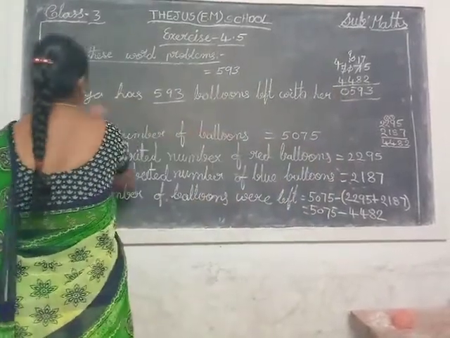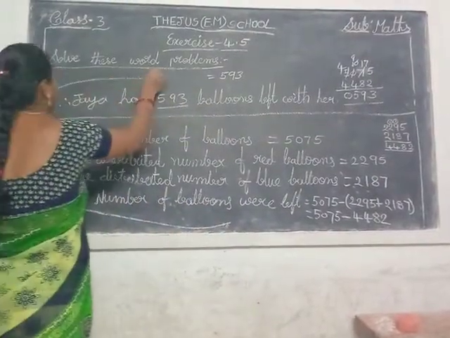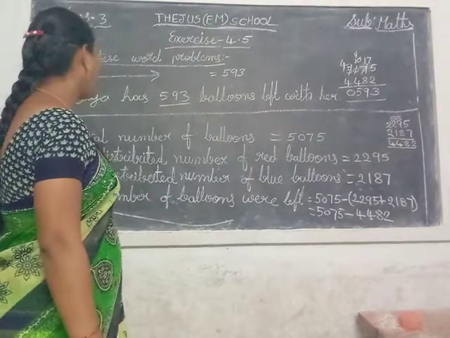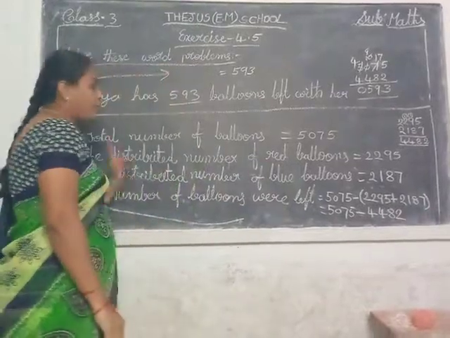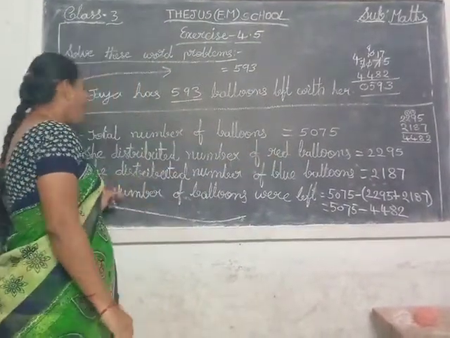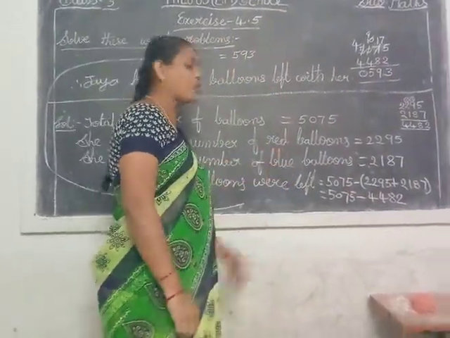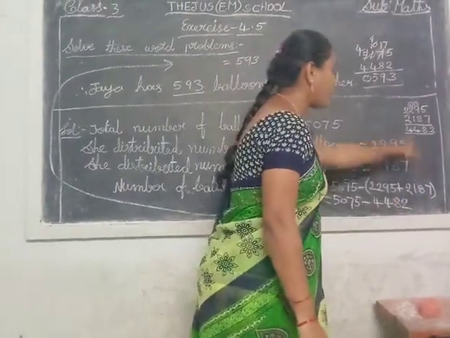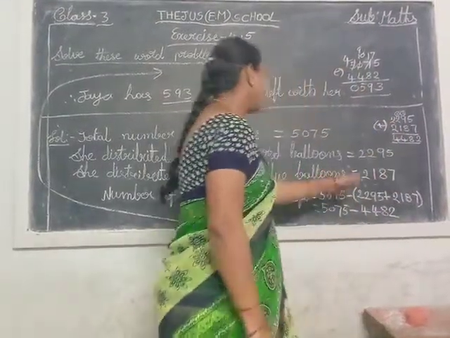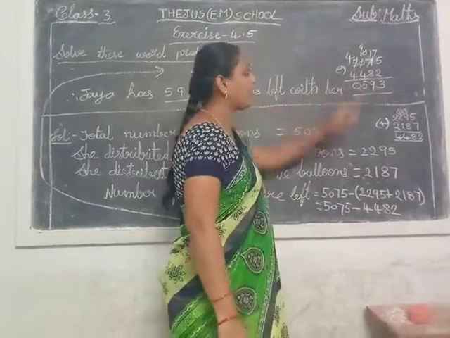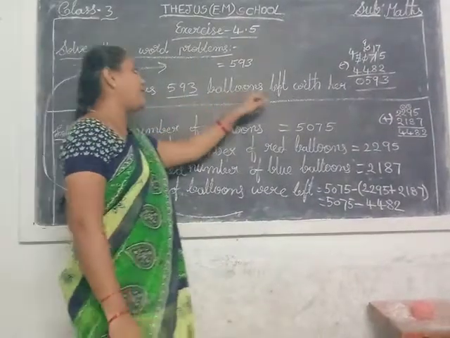Okay children, so this is our problem. First you write this step, after you write this one. First you write total number of balloons. How many, children? 5075. Of the balloons she distributed number of red balloons 2295 and number of blue balloons 2187. So first we add red and blue balloons. Given, 4482 is the answer. Here you do the addition, and here the subtraction. You subtract it from 5075 and the answer is 593. So how many balloons were left? Jaya has 593 balloons left with her.